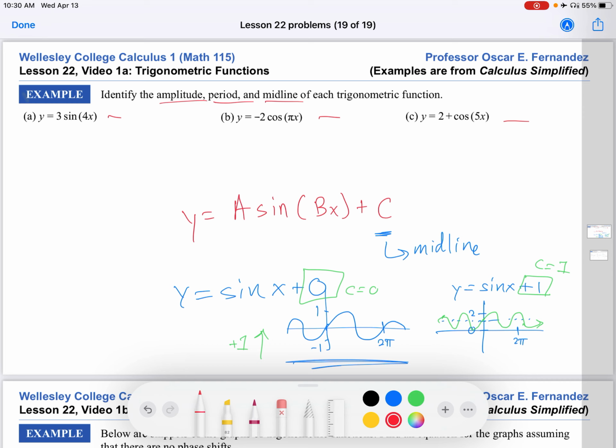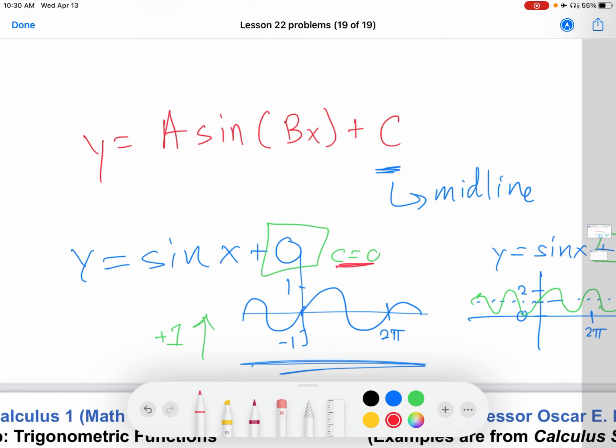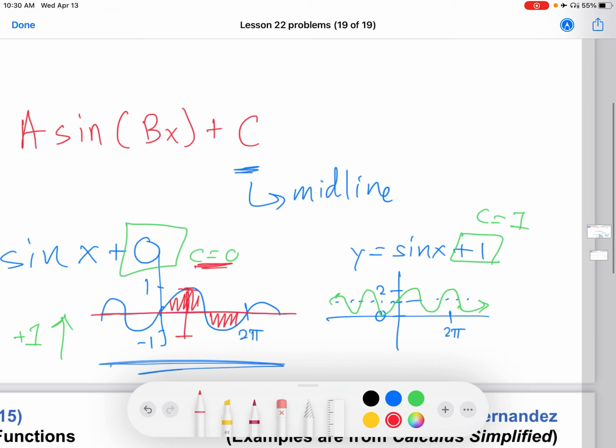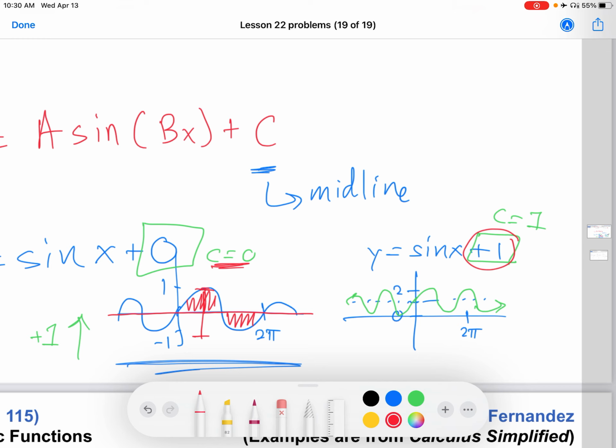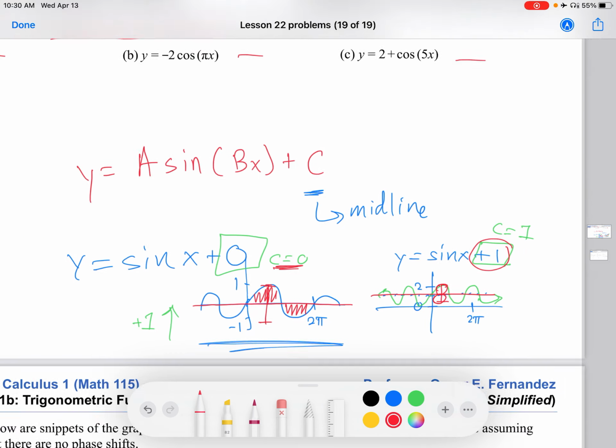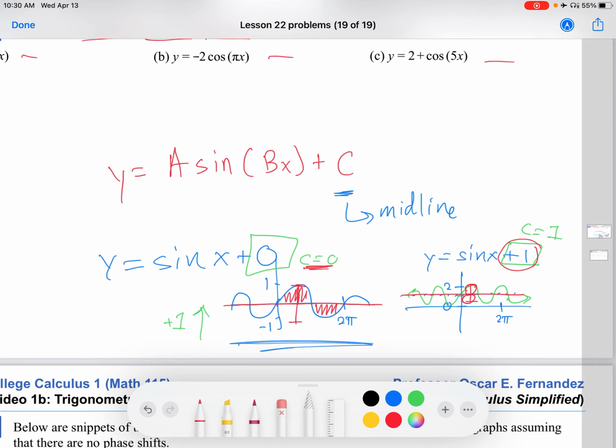And so you can see in my characterization here, because C is 0, that y equals 0 line cuts the graph vertically in half, right? So half of the graph is up here, half of the graph is down there, okay? Over here, the midline of 1, y equals 1, cuts the graph in half, right? So half of the graph is down here between 0 and 1, half of the graph is up here between 1 and 2. Okay, so that is the midline.